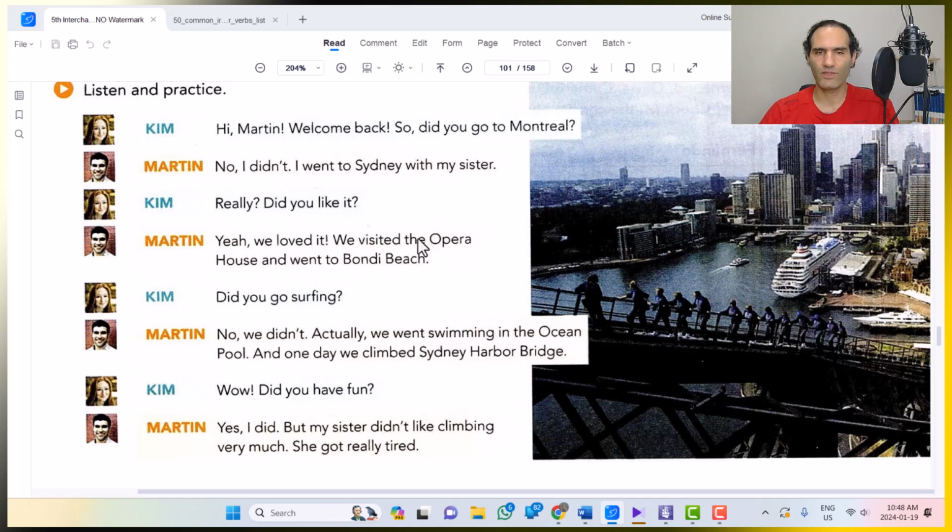Or where did you visit? Important point here. This one is "we." This one is "the." If you go "we visited," it's incorrect. And if you go "we visited," again incorrect. The first one is "we." The second one is "the." We visited the opera house and went to Bondi Beach.